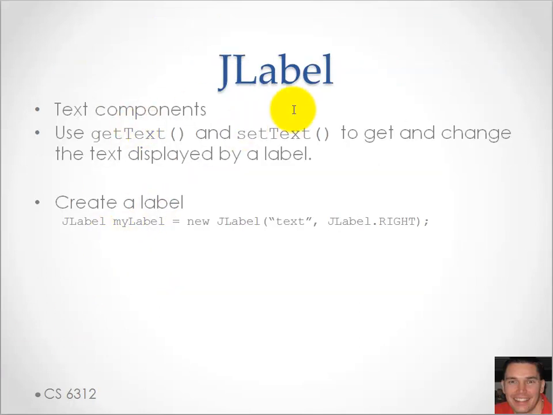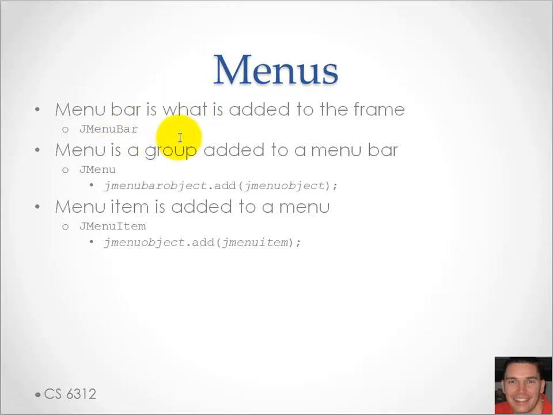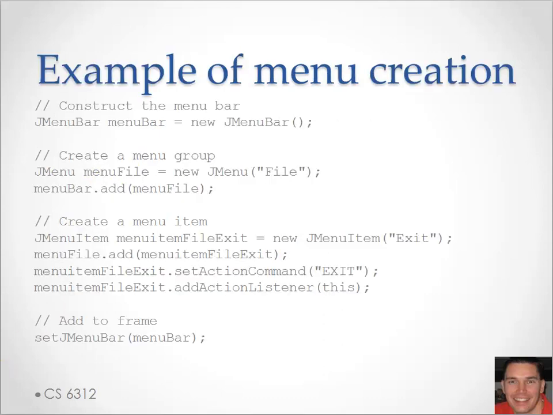As we move along here, there's a JLabel class which we can use just to set text within our frame. There are ways to create menus. A menu bar is added to the frame by using the JMenuBar class, and then we actually have to programmatically create our menu using the JMenu and JMenuItem. So here's some example code of actually creating a menu and adding menu items to it, and then adding the action listener for the particular class. That means we're going to have to implement that action performed method there.